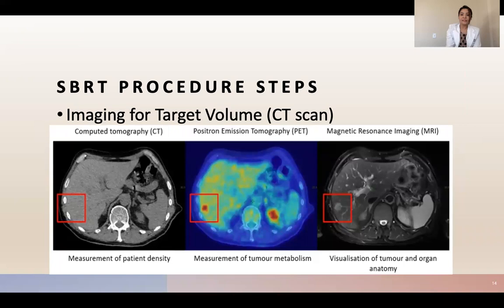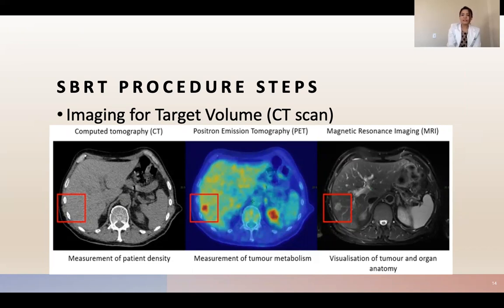And for that, CT is the best modality. CT is the best modality to get the accurate volume of the tumor. There are other modalities too that are also acquired during SBRT. For example, CT is mainly used to get the density of the tumor. PET is used to measure the metabolism of the tumor, and MRI is used to see the anatomy of the tumor and the anatomy of the structures surrounding the tumor.